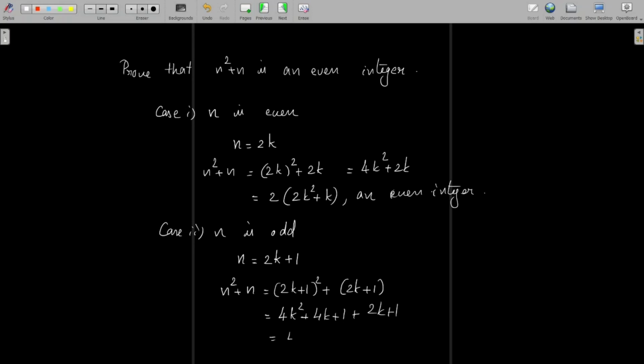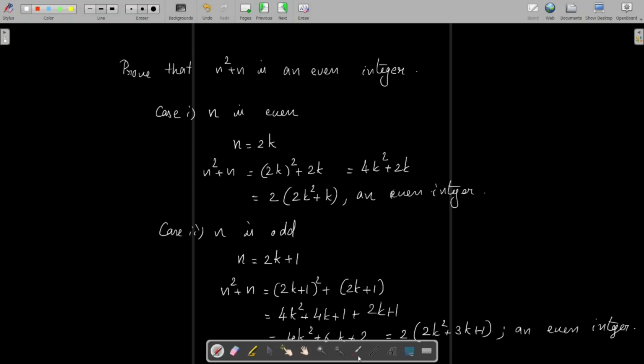Combining the like terms, we can write 4k square plus 6k plus 2. Here also we can take 2 outside, and I can express it as 2 times (2k square plus 3k plus 1). Here also it is of the form 2 times an integer, therefore it is an even integer. So in the second case also, n square plus n is even if n is odd. So in both these cases we proved that n square plus n is an even integer. Therefore the result is proved.